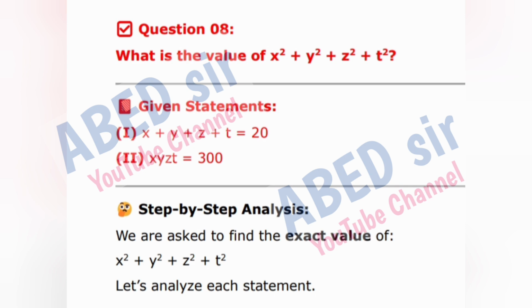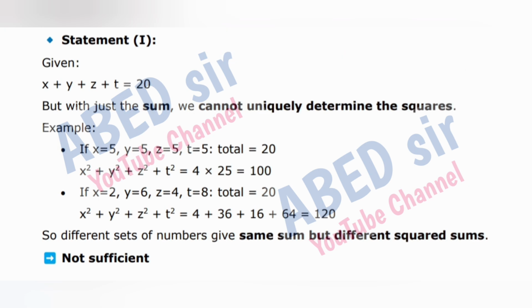Let's analyze each statement. Statement 1. Given x + y + z + t = 20. But with just the sum, we cannot uniquely determine the squares. Example: if x = 5, y = 5, z = 5, t = 5, total = 20.